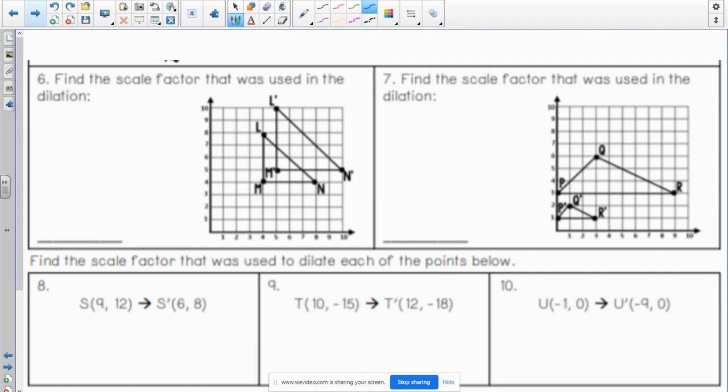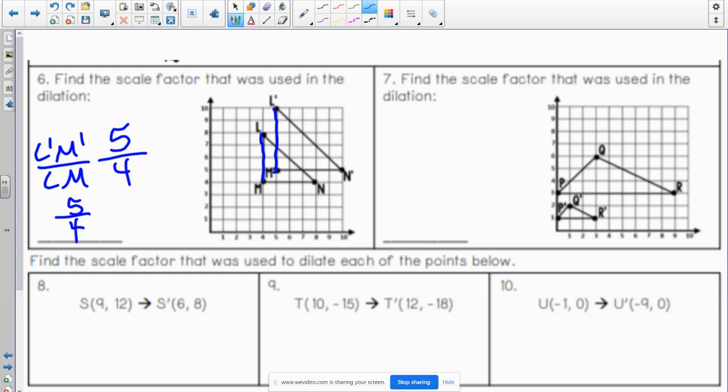This time we're going to find the scale factor. They've already dilated for us, so we don't have to actually do all the dilations and drawing it again. We're just going to check. So this is our prime. It doesn't matter what you pick. I'll just pick L prime, M prime, and we're going to put it over LM. So L prime M prime is 1, 2, 3, 4, 5. LM on the original is 1, 2, 3, 4. So my scale factor has to be 5 over 4.